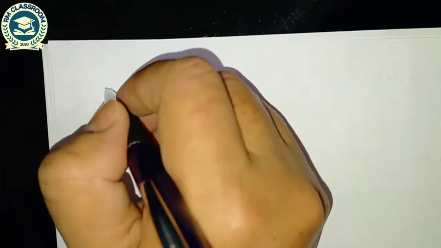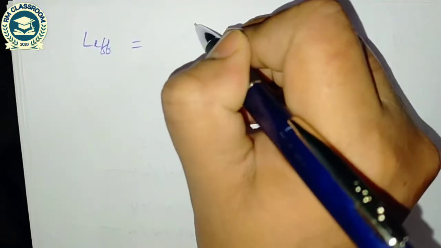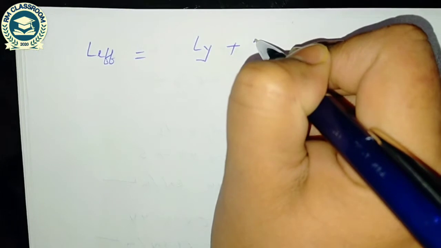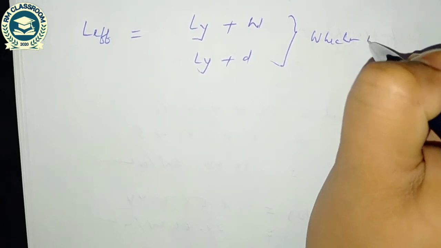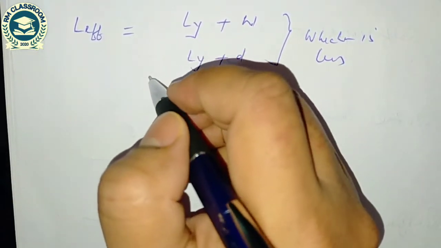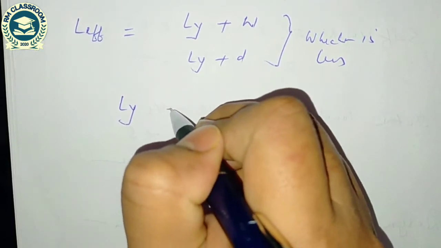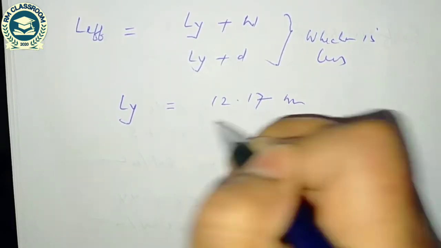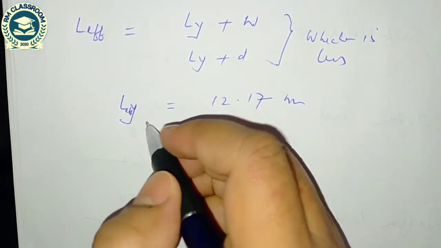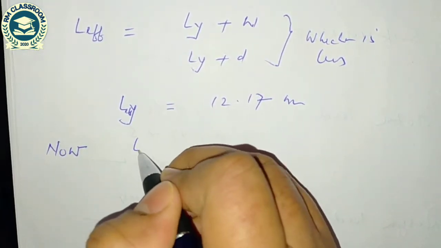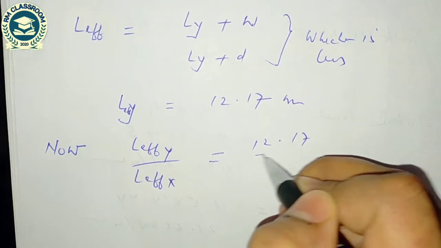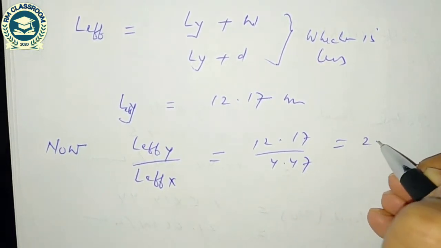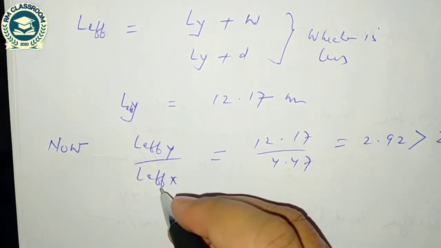Similarly, L effective for longer span can be computed. So L effective in y direction, Ly plus w or Ly plus d, whichever is less. So Ly is coming 12.17 meter, L effective in y direction. So now we can check y direction by x direction, 12.17 divided by 4.47. So once again it is coming greater than 2, so one way slab.